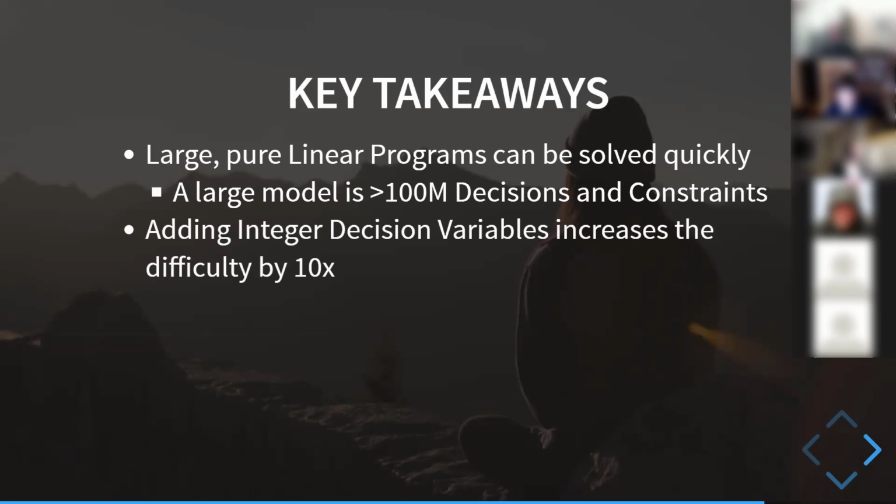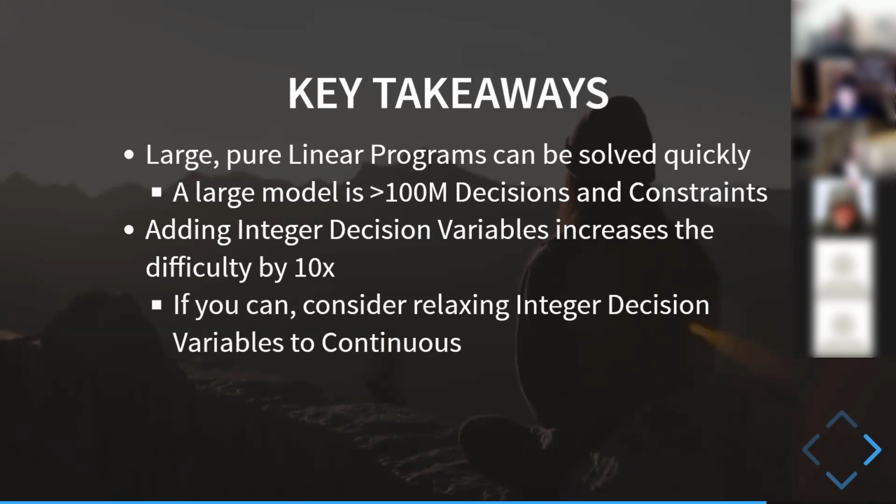If you have integer decision variables, that difficulty goes up significantly. It's about 10x more difficult, right? So you can imagine the size of your problems kind of go down by 10x. And this is where I say, if you can, consider just modeling these decisions using continuous variables. So in the example of the cow, right? You can't raise part of a cow. Is it really like, can you still get a meaningful solution out?